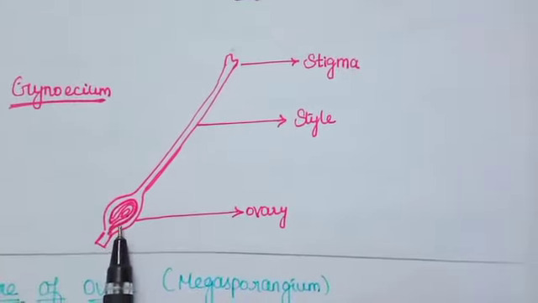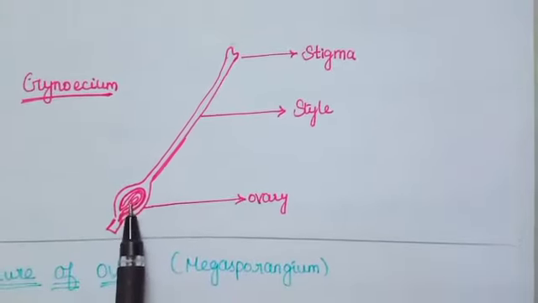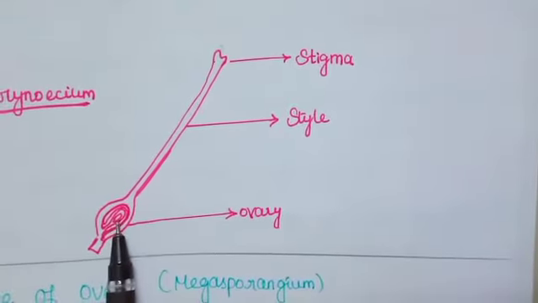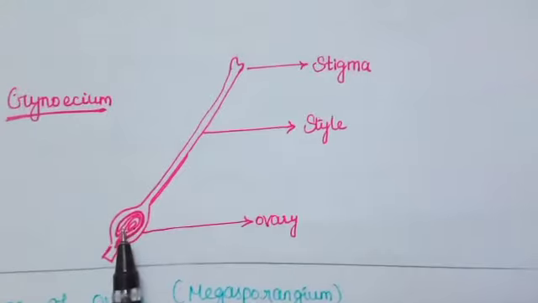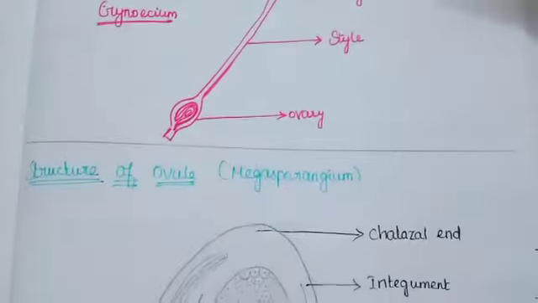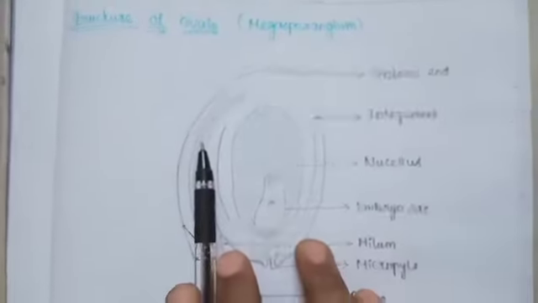For one, examples are paddy, wheat and mango. For many, papaya, watermelon and orchids. These are examples of ovules present in an ovary. Next is the structure of the ovule. This is the structure of the ovule, the megasporangium.